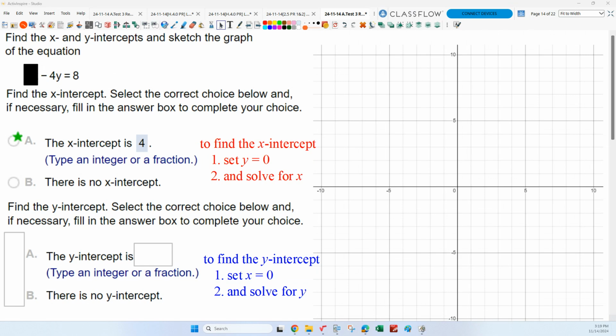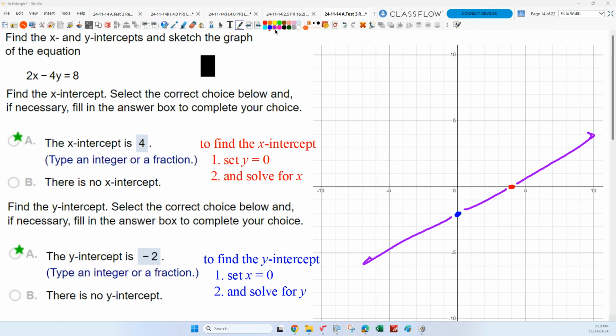Negative 2. Yep, negative 2. Okay. And now all I would have to do, I've got my 2 points, just use those to graph the line. I just need 2 points, right? So I've got my x-intercept, my x-intercept was at 4, so right there. And my y-intercept was at negative 2. And again, all I have to do is just connect and extend to create my line. Good? Give me thumbs. How we doing? Okay.